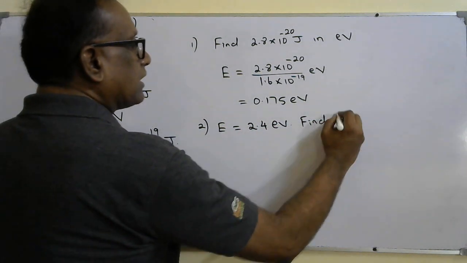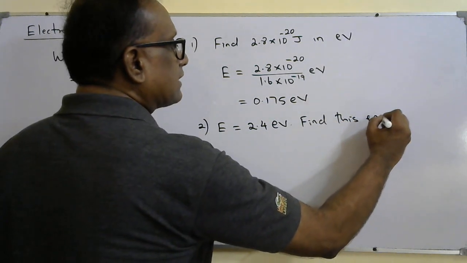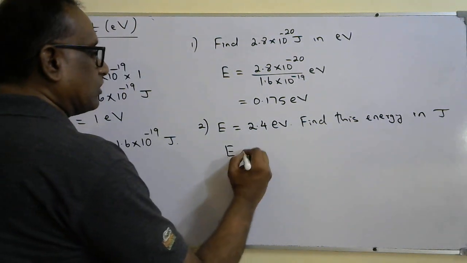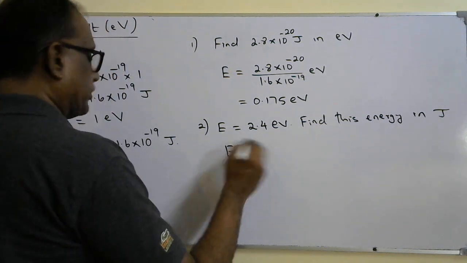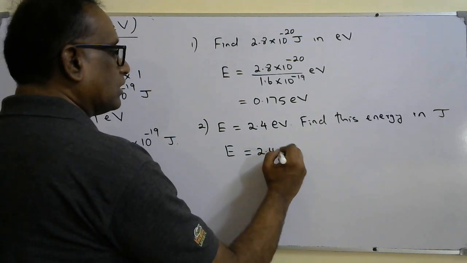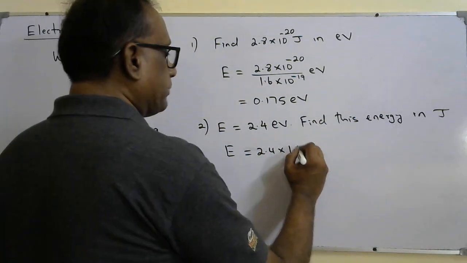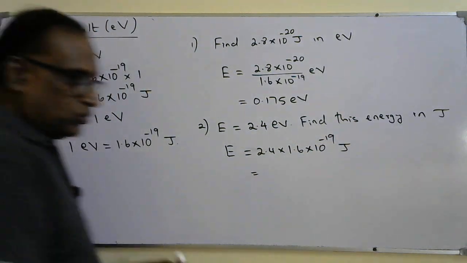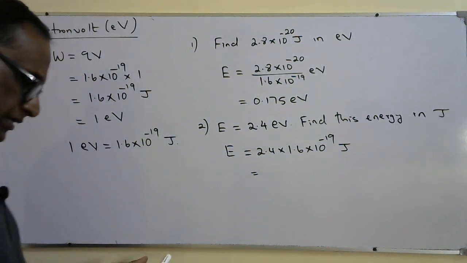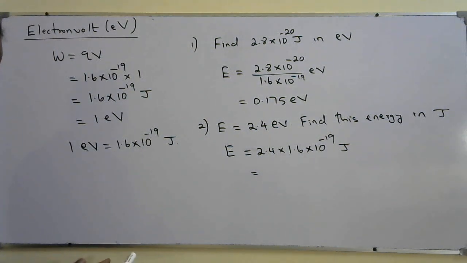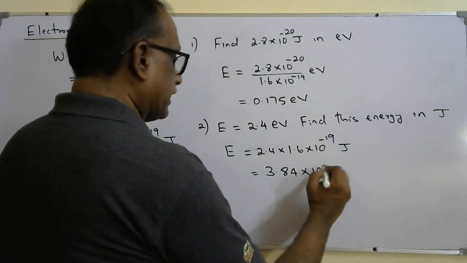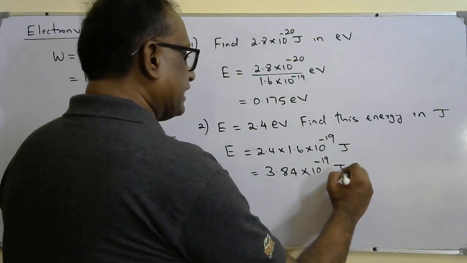Same way, to convert electron volt to joule, energy is equal to 2.4 electron volt. Find this energy in joules if they ask. So energy is equal to multiply by 1.6. So 2.4 electron volt means multiplied by 1.6 into 10 to the power minus 19 joules. So solve it, you will get the answer. So that's going to be 2.4 into 1.6 into 10 to the power minus 19. So that will be equal to 3.84 into 10 to the power minus 19 joules.